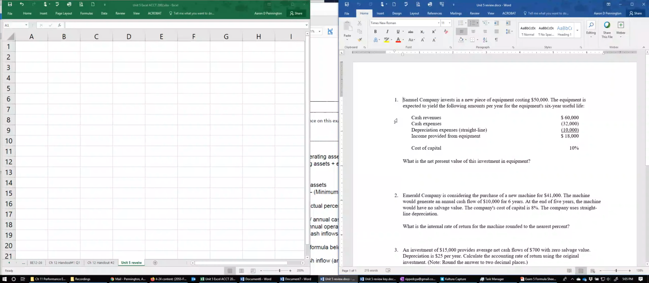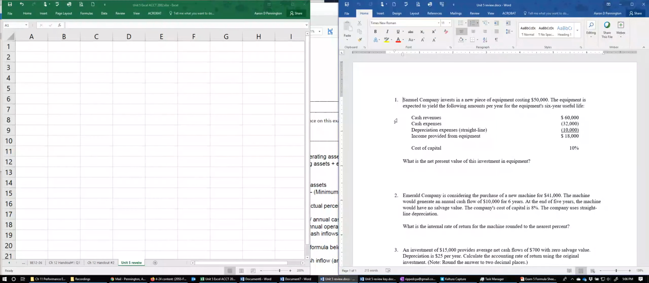Samuel Company invests in a new piece of equipment costing $50,000. The equipment is expected to yield the following amounts per year for the equipment's 6-year useful life. It gives you revenues, expenses, depreciation, and then income provided from the equipment, and the cost of capital. The question is, what is the net present value of the investment in this equipment?